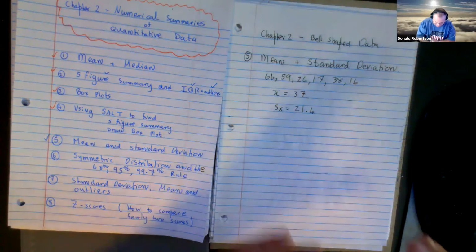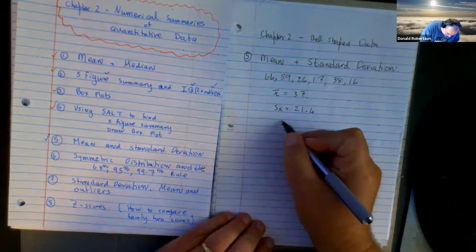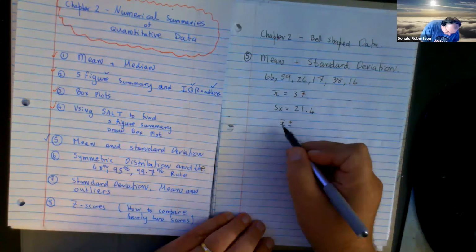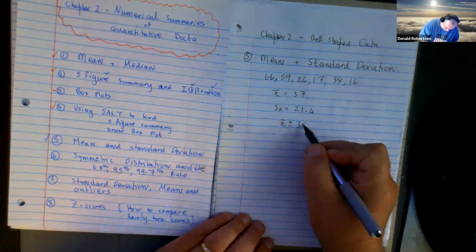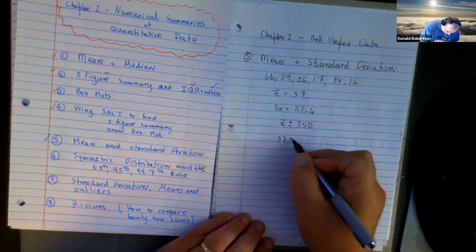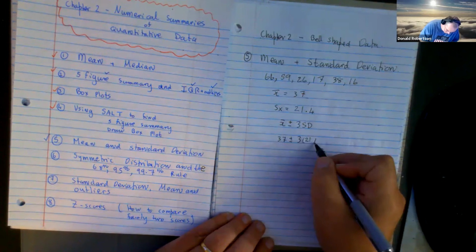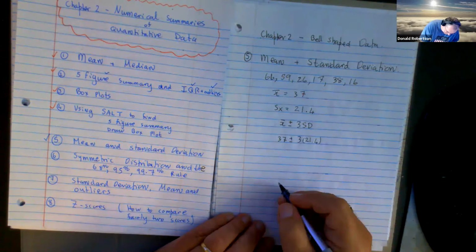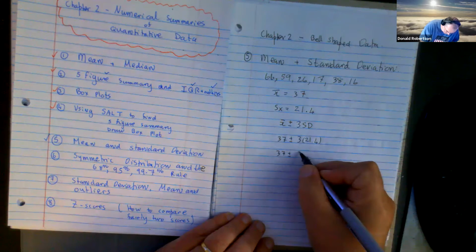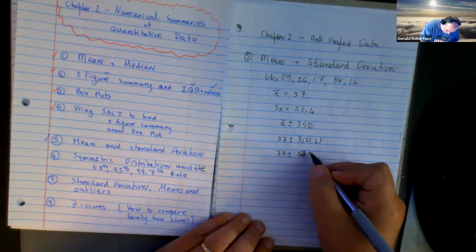live and the outliers live outside it. So the test for an outlier is that you calculate the interval that's made by the mean plus or minus 3 standard deviations. So in this case, 37 plus or minus 3 lots of 21.4. So that's going to be 37 plus or minus 64.2.